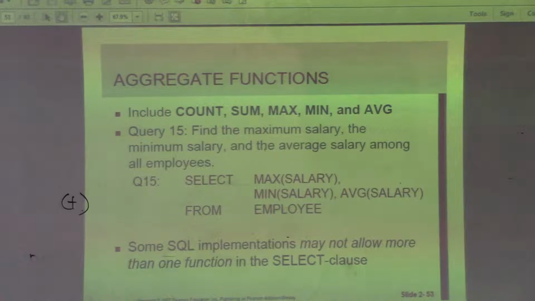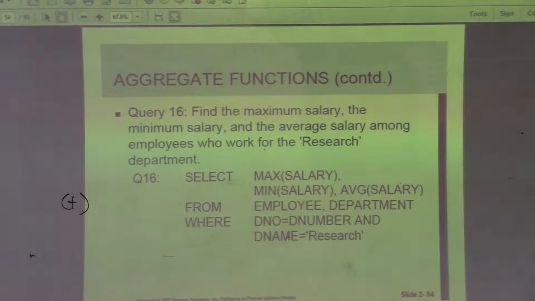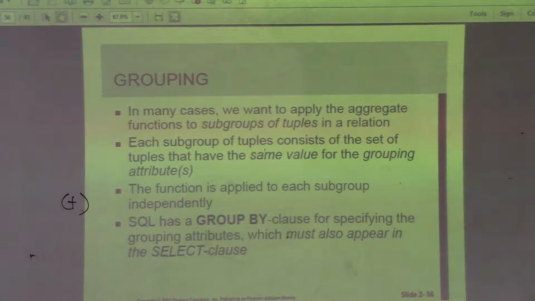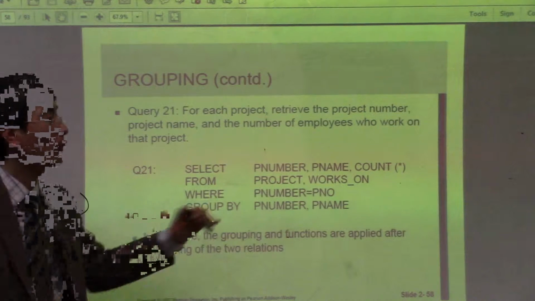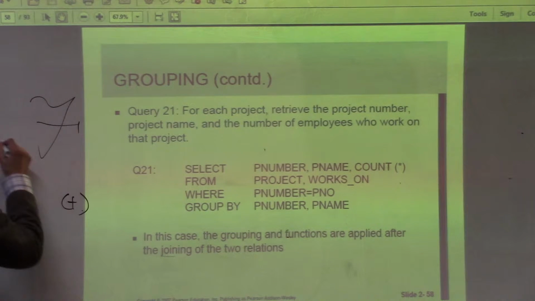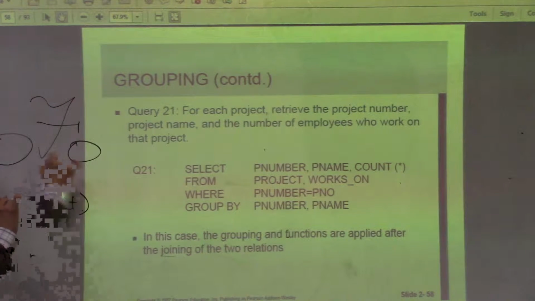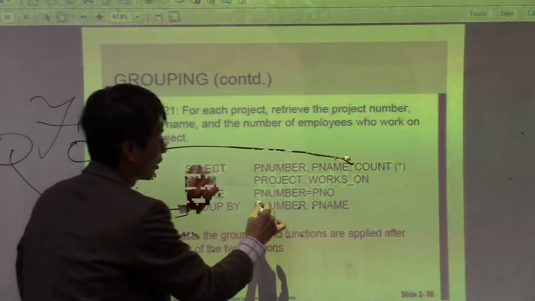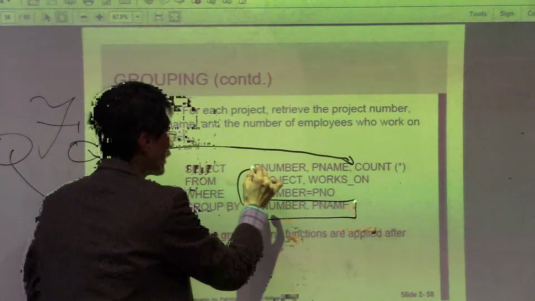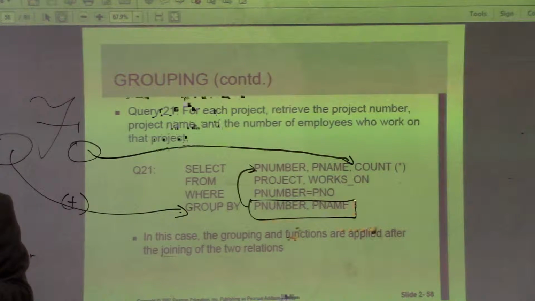Okay, a couple more minutes. So next, aggregate function. You should be careful when you are using the aggregate function. It should work with group by. Do you remember the grouping factor and aggregate function? This one goes to here, this one goes to here. At that time, one more thing: the grouping factor should exist in the selection.